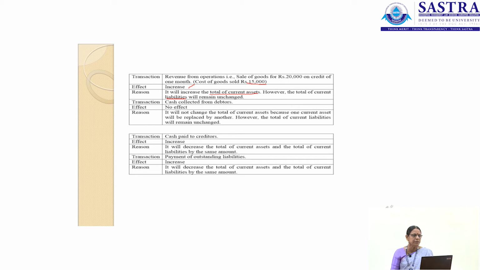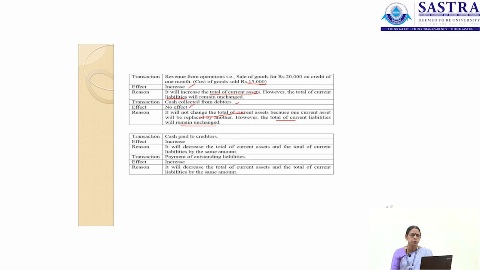Next is cash collected from debtors. So when cash is collected from debtors, the sundry debtors account will get reduced and the cash account will increase. So debtors and cash are components of your current assets. We have a reorganization of your current assets again. We don't have any change in the total of your current assets, because one current asset is replaced by another. The total of current liabilities will also remain unchanged. So we don't have any impact on the current ratio.